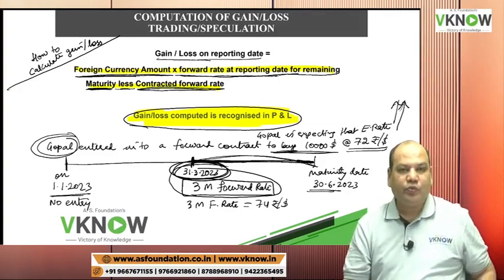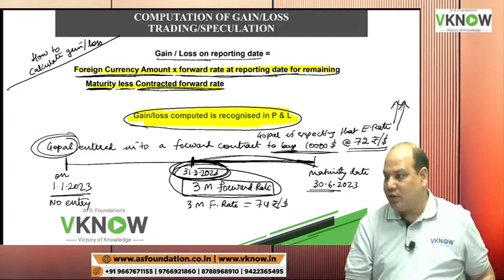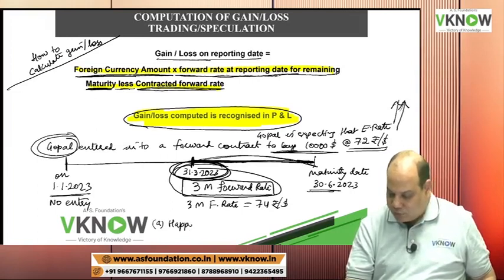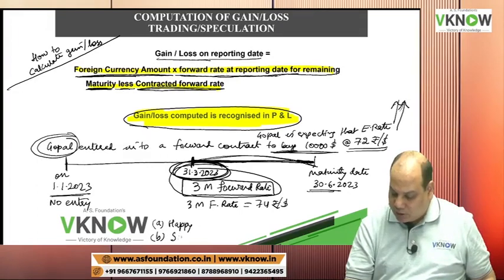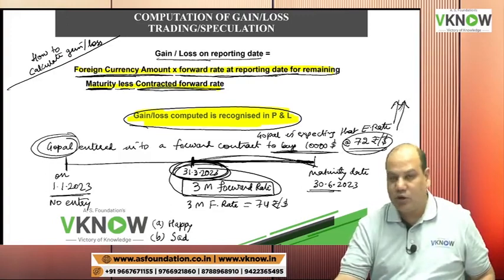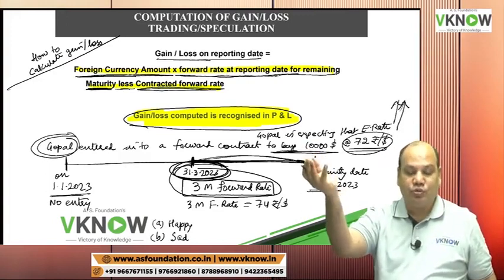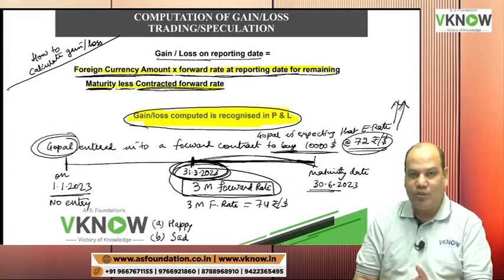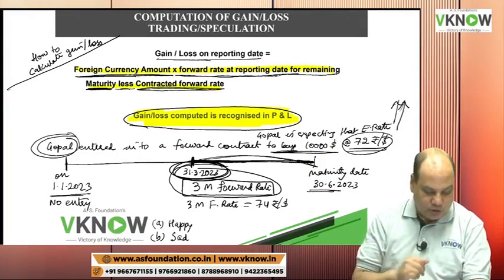Oh, so what will Gopal think? Will Gopal be happy or sad? If Gopal comes to know that the 3-month forward rate in the market is 74, whereas he has entered into a contract to buy at 72, will Gopal be happy or sad? If you can give me this answer, my job is done.